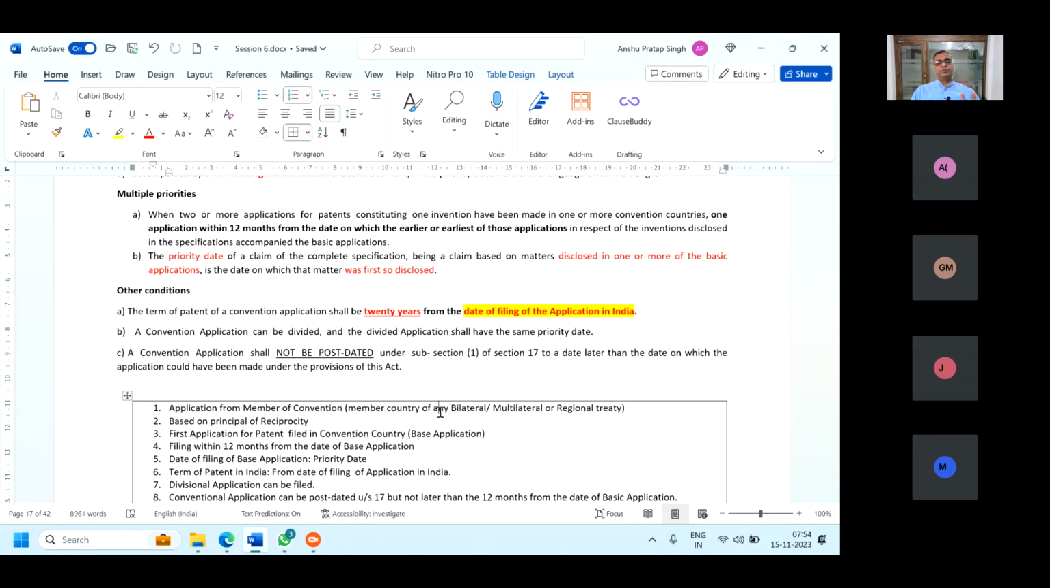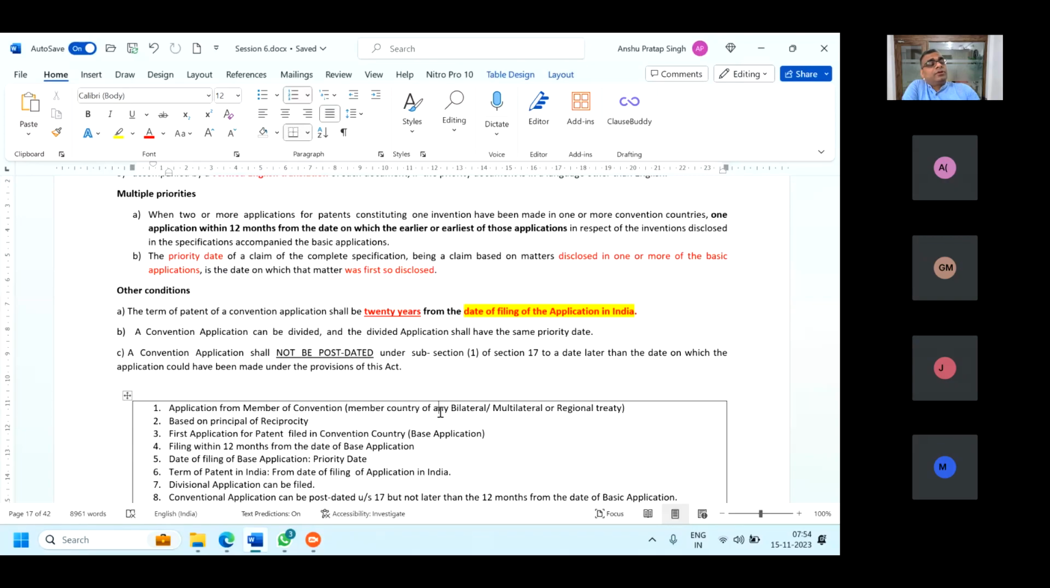However, let's understand it with an example. What we are saying is, suppose there was an application of 1 January 2021. You had the time to file the convention application by 1/1/2022. Suppose you filed it in April, that is the 4th month.